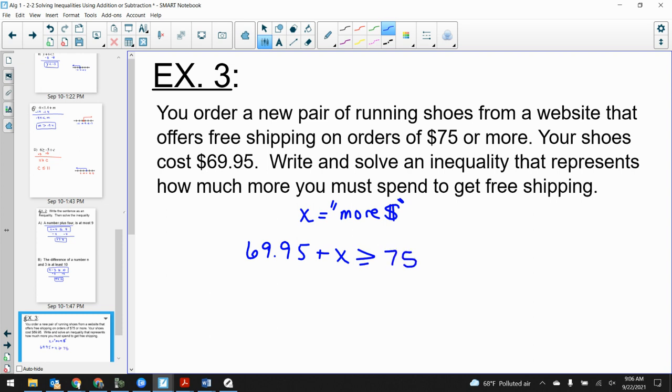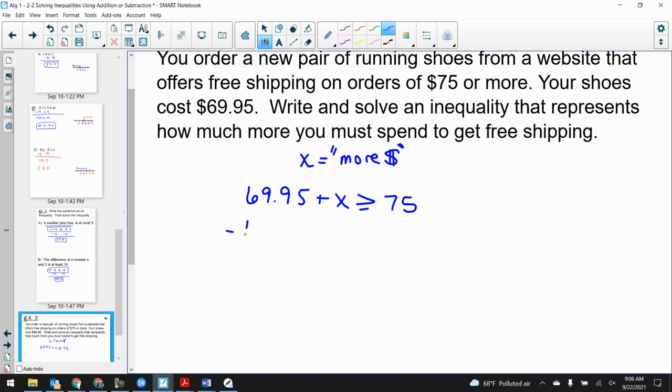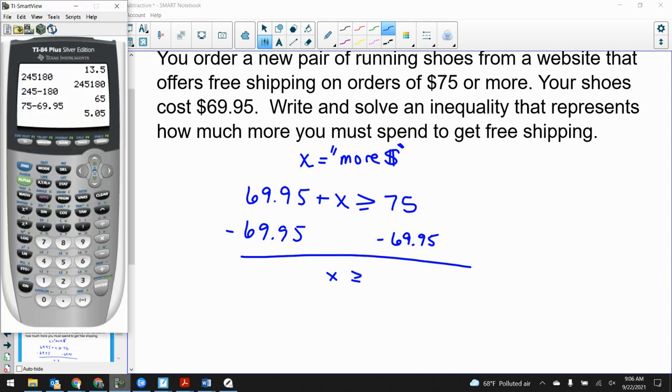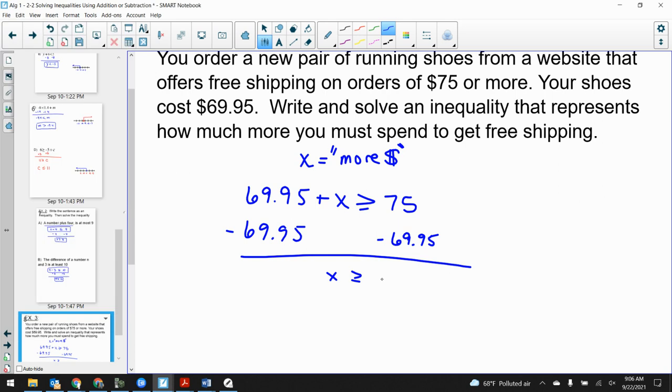Because if I spend $75, am I going to get free shipping? Well, look at the wording. Offers free shipping on orders $75 or more. So yeah, if I spend $75 on the dot, I'm going to get free shipping. Okay? So we subtract $69.95 over to the other side. And then we get x is greater than or equal to 75 minus $69.95, which is $5.05.